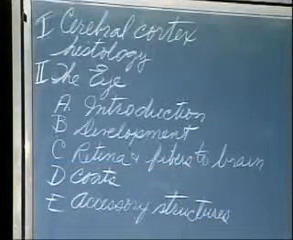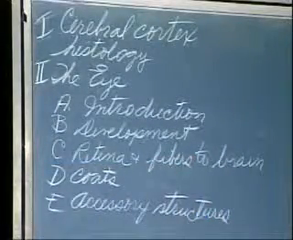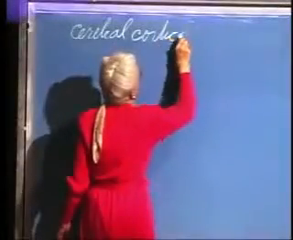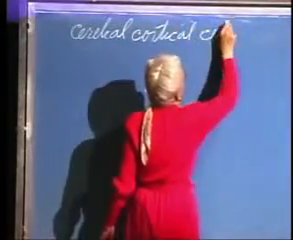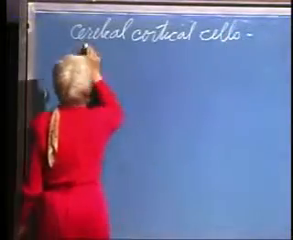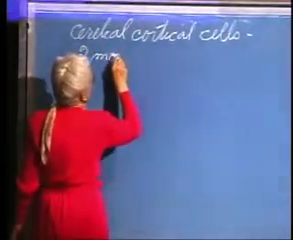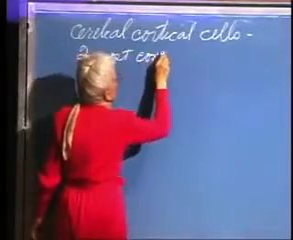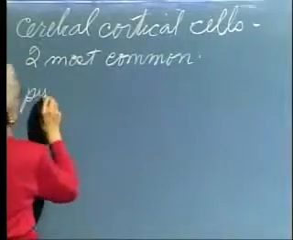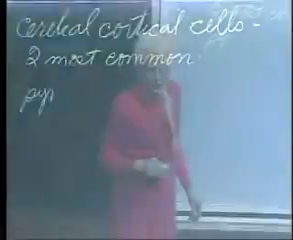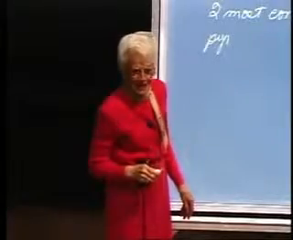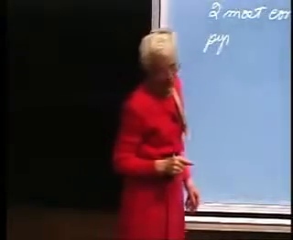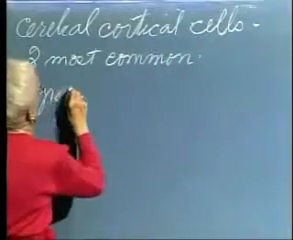So there are two types that are most common. These are cerebral cortical cells. Two most common will be the pyramidal cells. You understand why I took my choice of words as to what we're respecting in society? The pyramids, pyramidal.